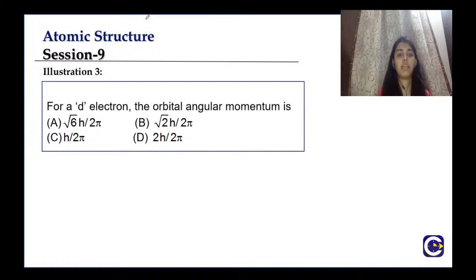What should be the answer for this question? Let me know. Okay, Arun is saying A. What about others? Solve the question. You just have to apply the formula root L into L plus 1 and then h by 2 pi. Pashri is also saying A. What about others? I want an answer from everyone because we have done quantum numbers in detail. A whole session was dedicated to quantum numbers, so you should know the L value for a d electron.